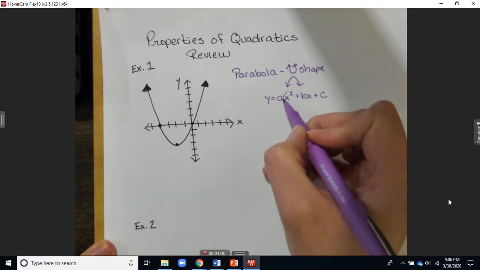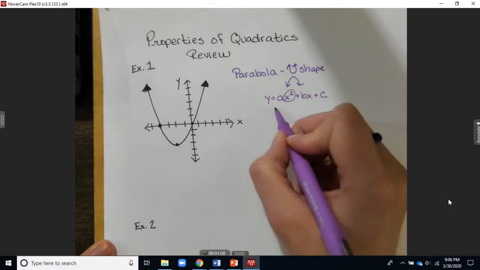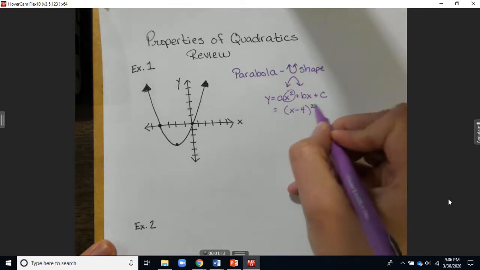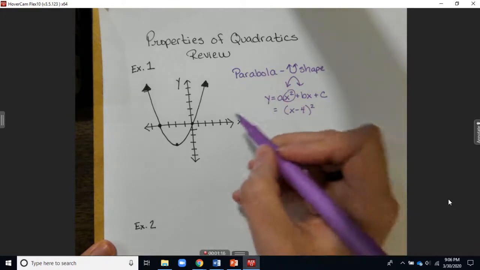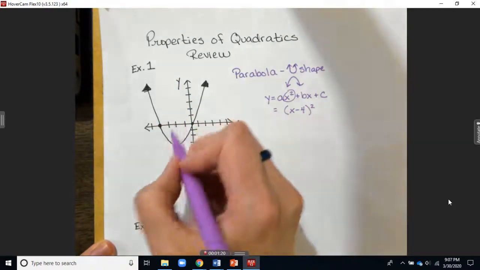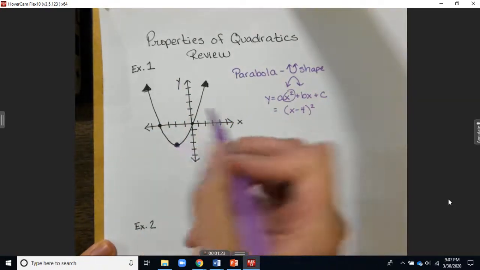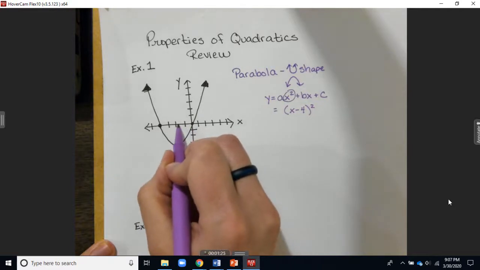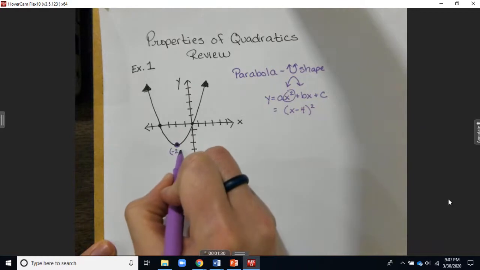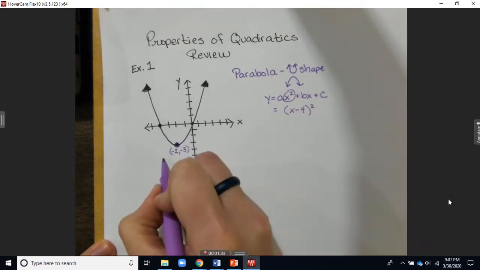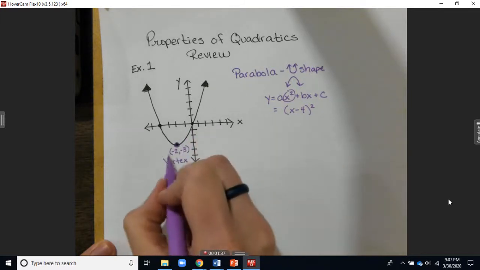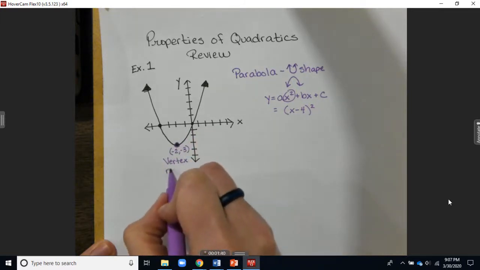And it always has this piece, even if that piece looks like x minus 4 squared, it still has that square in it, okay? And then remember, there were different pieces of this quadratic. So the middle point, which is right here, and if I were to label it, it would be -2, -3. This is called the vertex. And this particular vertex is at the bottom, which means it's a minimum.